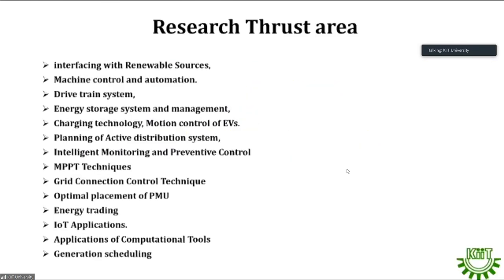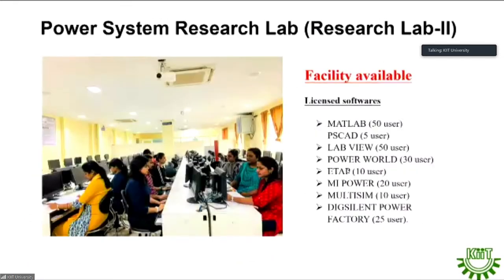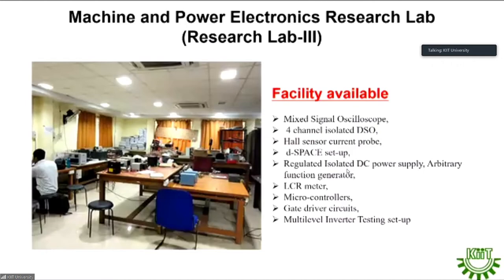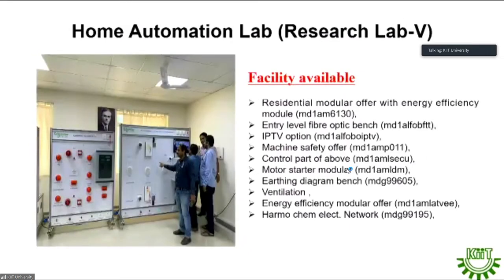We have another thrust area in interfacing and renewable sources, machine control, automation, drives. So these are also grid connection, optimal placement of APM, energy strategy, IoT application. See, this is also another thrust area of research available in the School of Technology, where the facilities are like the Energy and Control Laboratory, NI Innovation Center, Power System Research Laboratory. We have a Machine and Power Electronics Research Laboratory also for electrical, electronics, and computer science students. We have a PLC Research Lab also. This facility is also available for the home automation laboratory.